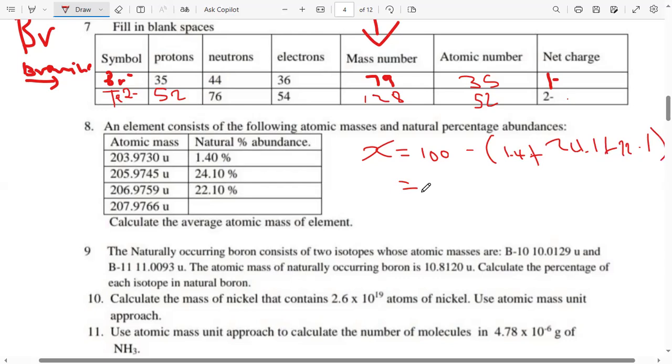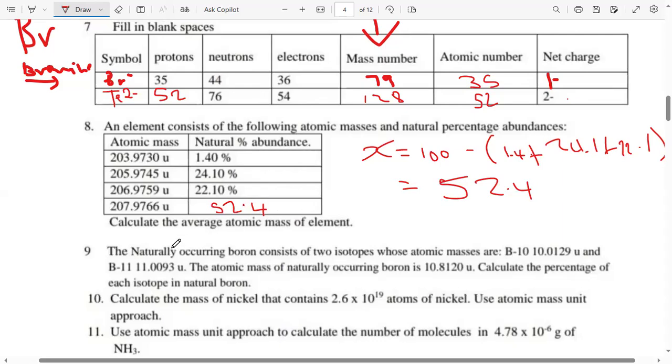So if I go on my calculator, please be confirming. I add 1.4 plus 24.1 plus we have 22.1. So if I add that, I get a certain value, and then that certain value I subtract it from 100, I'm getting a 52.4. So we have a 52.4% there. So this is what we have there.